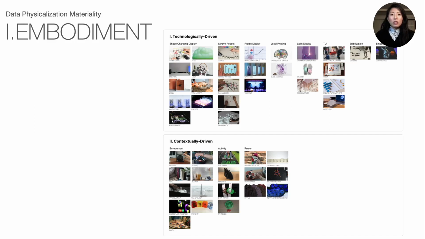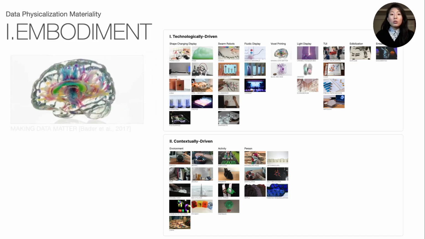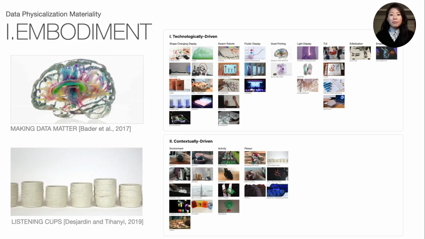Technologically driven physicalizations focus on how the presented technology encodes data, which includes Making Data Matter through the use of voxel printing. Other platforms within this category include shape-changing displays, sonar robotics, among others. In contrast, physicalizations whose embodiment was contextually driven did not emphasize the presented technology, but rather heavily relied on its environment, activity, or the individual themselves to shed insight on the encoded data, such as listening cups.